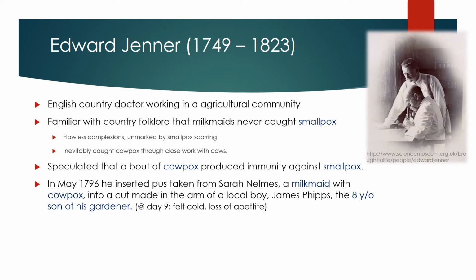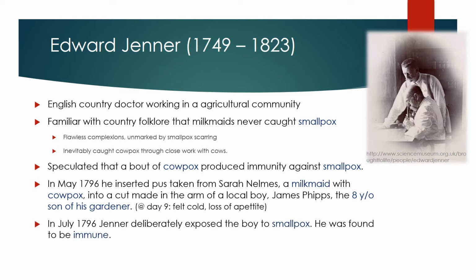In May 1796, he inserted pus taken from Sarah Nelmes, a milkmaid with cowpox, into a cut made in the arm of a local boy, James Phipps, the 8-year-old son of his gardener. Reportedly, he felt cold and lost his appetite at day 9. In July of the same year, Jenner deliberately exposed the boy to smallpox. He was found to be immune.